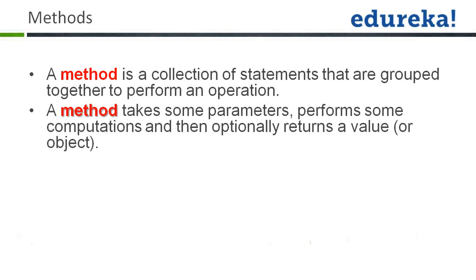Oasis says, is method same as function? Yes. There are two kinds of methods. If a method returns a value, it is termed as a function. If a method does not return a value, it is termed as a procedure. But they are different names for the same thing. Just a theoretical concept.